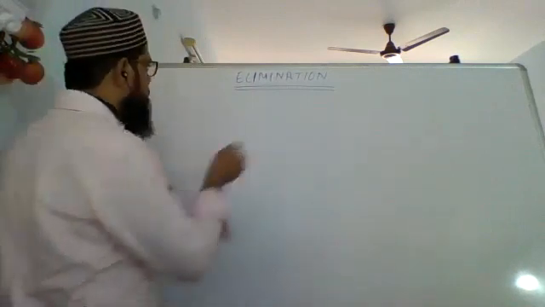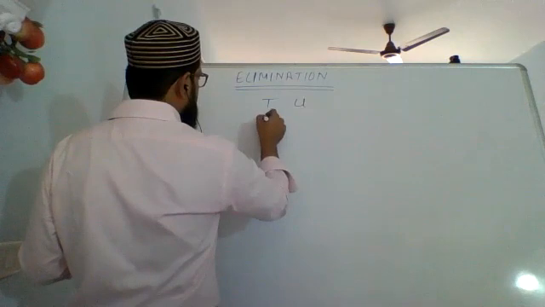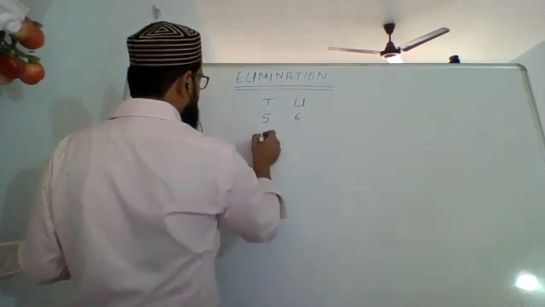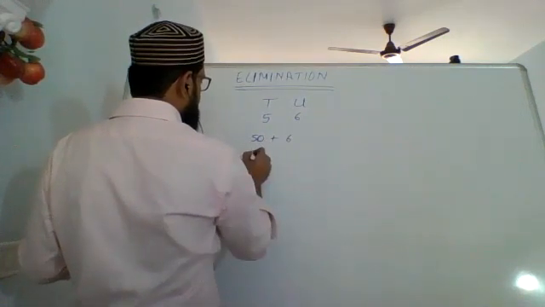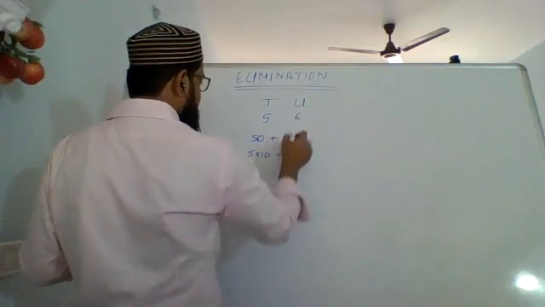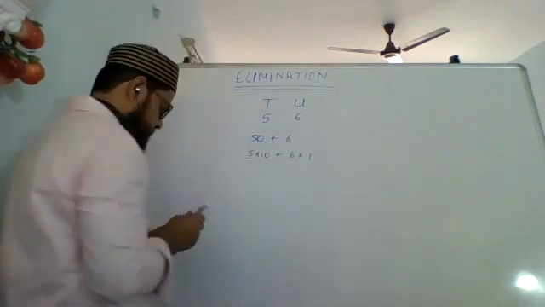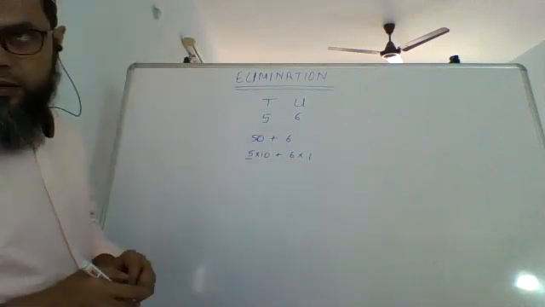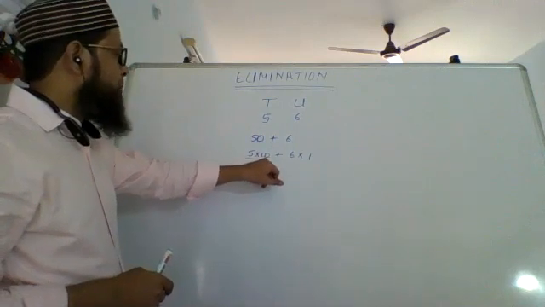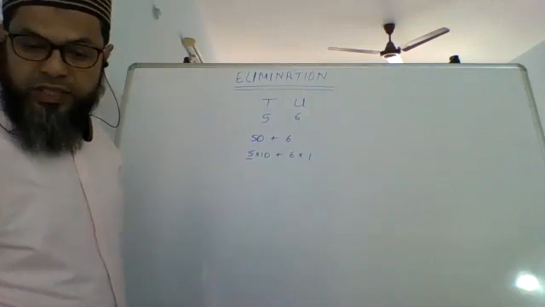A two-digit number has a tens place and a units place. Let's say it is 56. This will be written as 50 plus 6, which is 5 into 10 plus 6 into 1. Whatever is in the units place is multiplied by 1, and whatever is in the tens place is multiplied by 10. Adding them, you get that number, that is 56 in this case.